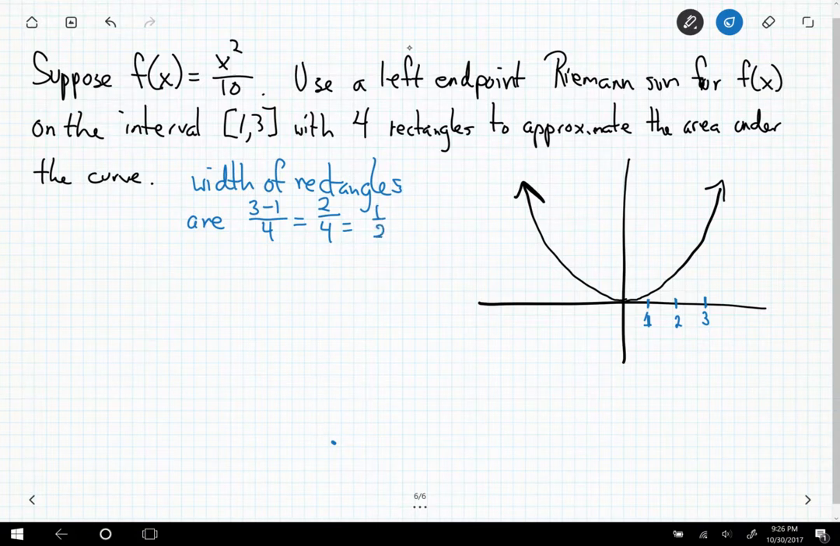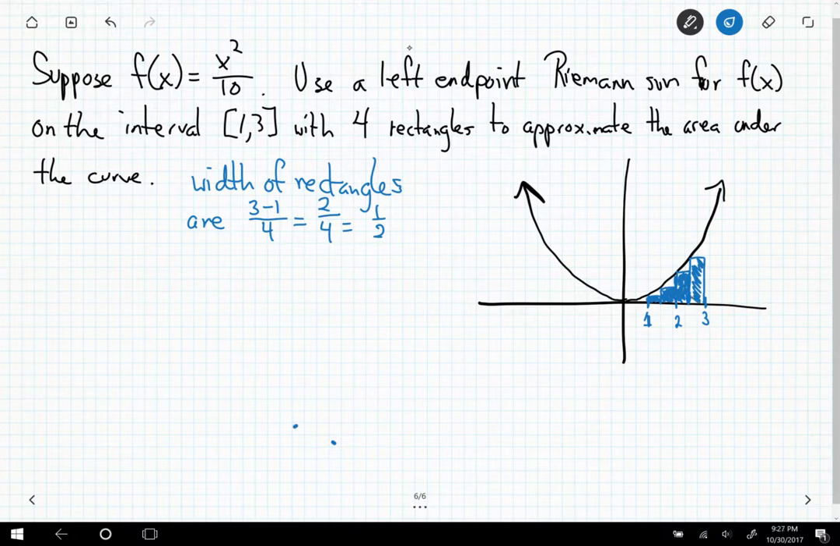And so what'll happen, we'll start at 1, we go up to the curve, left endpoint approximation means we start from the left and go right there. And so we're using that area to approximate the curve. Then the next one, we go up here, hit that curve, and then we approximate using this area. And notice each of these intervals has width 1/2 for the rectangle. And there's our 4th rectangle.